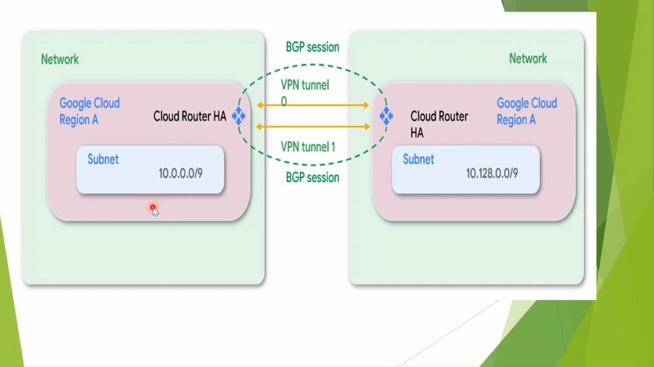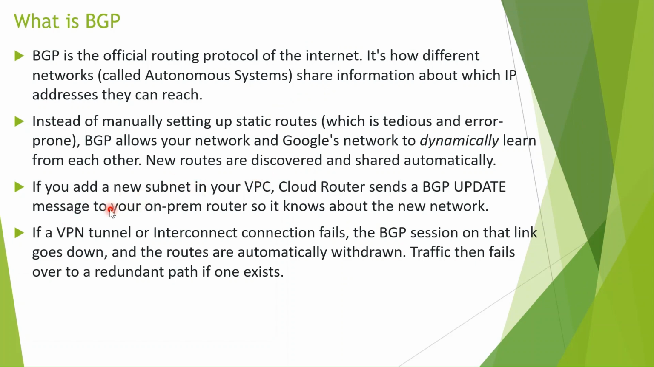If you remove the subnet, it will automatically be deleted from BGP. And as I told, if you add a new subnet, the cloud router sends a BGP update message to your on-prem router, so it knows that a new network has been added. Even if a VPN tunnel or interconnect connection fails, the BGP session on that link goes down and the routes are automatically withdrawn.